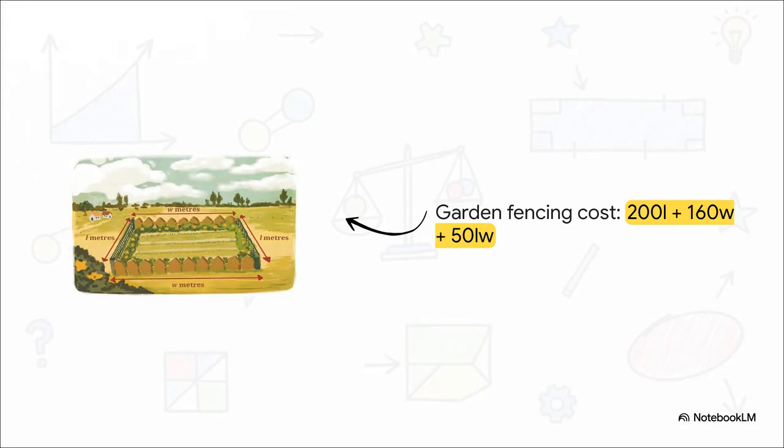Okay, let's test this out with another really concrete example. Imagine a rectangular garden. It has a length of L and a width of W. And let's say the total cost to fence and seed this garden is given by 200L plus 160W plus 50LW. So looking at that, can you identify the terms, the variables, and the coefficients? Let's do it together. The terms are 200L, 160W, and 50LW. The variables, our letters, are L and W. And the coefficients, those fixed multipliers, are 200, 160, and 50.